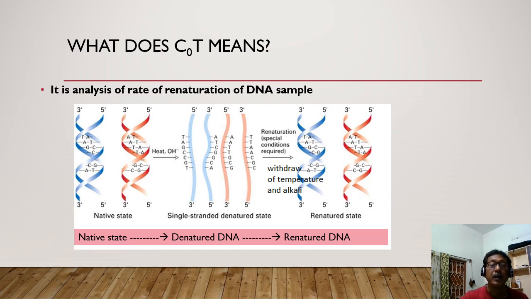In the figure, you can see that it is a double-stranded DNA. Upon giving heat and alkali, this double-stranded helical stacked DNA becomes single-stranded, and this single-stranded state is called the denatured state. From the denatured state, renaturation can again be done by lowering the temperature and neutralizing the alkali.